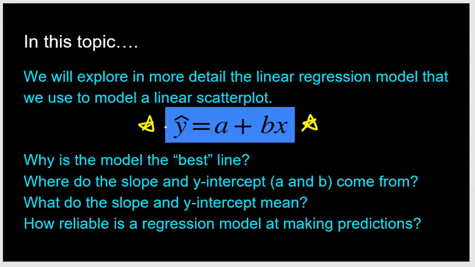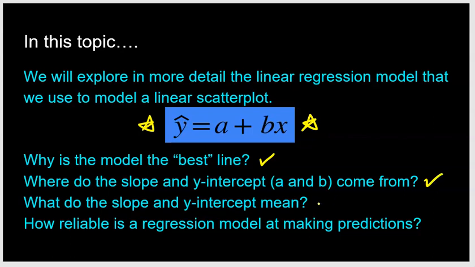But we want to answer questions like, why is this the best line? We call it a line of best fit. That's what you've probably been calling it since 6th grade. But what makes it truly the best line? So we're going to address that. And where do the slope and y-intercept come from? In previous videos, I just gave you the equation for the linear regression model. But where do those values actually come from? We're going to go over that today.